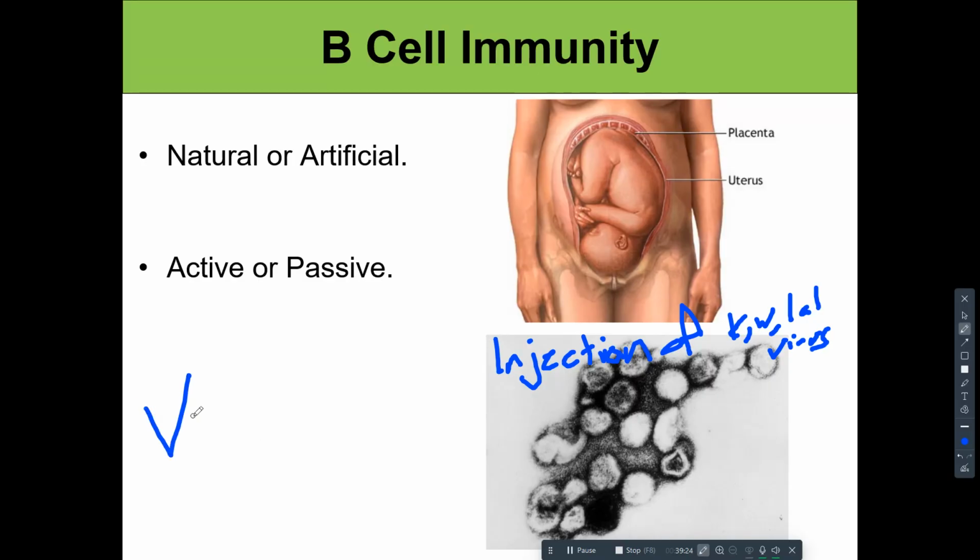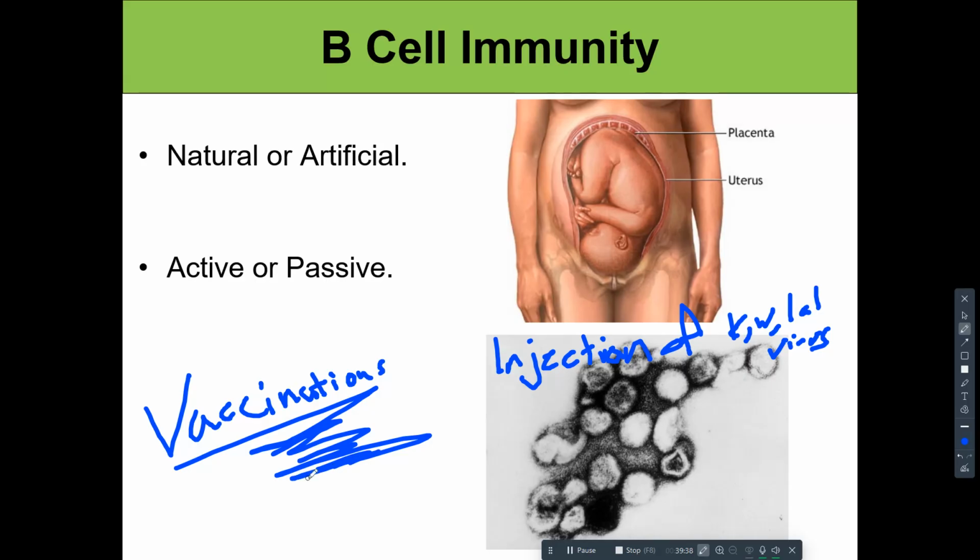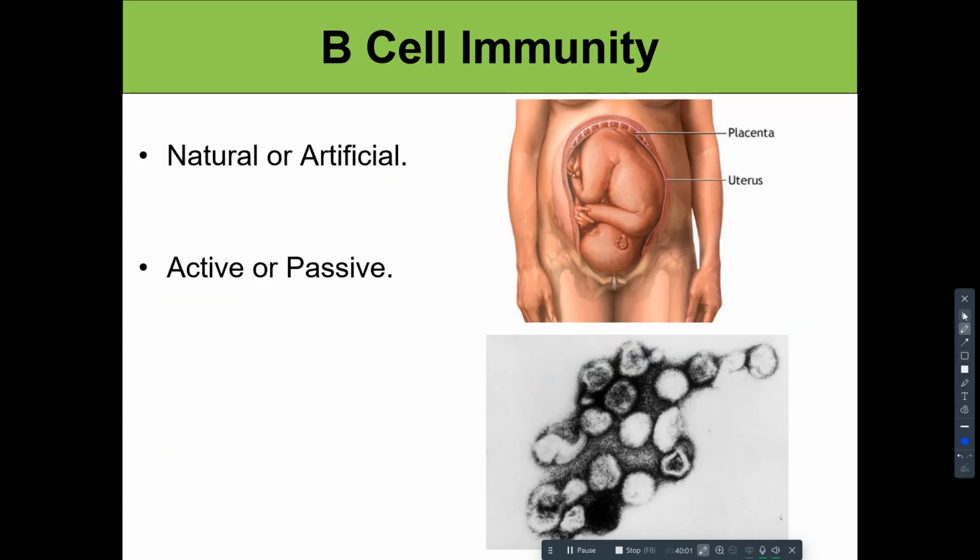This, of course, is the fundamental idea behind vaccination, which is one of the greatest inventions in mankind. Don't believe anybody who tells you different. They don't know what they're talking about. And does this sound natural or artificial? Well, it's an injection, so it's artificial. But then the body is making its own memory cells and antibodies, so it is artificial and active. And those are the 4 ways that B cell immunity is created.